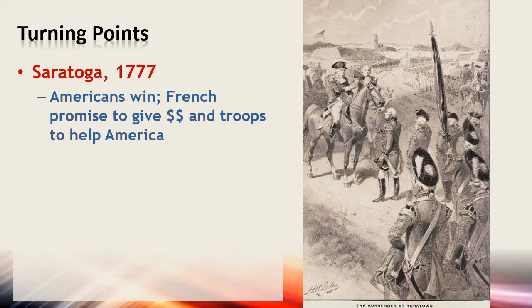And the turning point here is that it lets the French know that they can now support Americans because Americans could win this conflict. Sometimes you don't want to loan people money or support them until you're sure they're going to be successful. And that's what the French were waiting for. So Saratoga results in an alliance with France, and France supports the United States with money and troops.